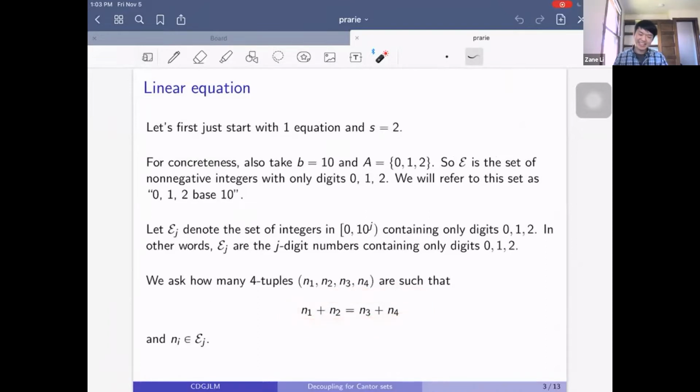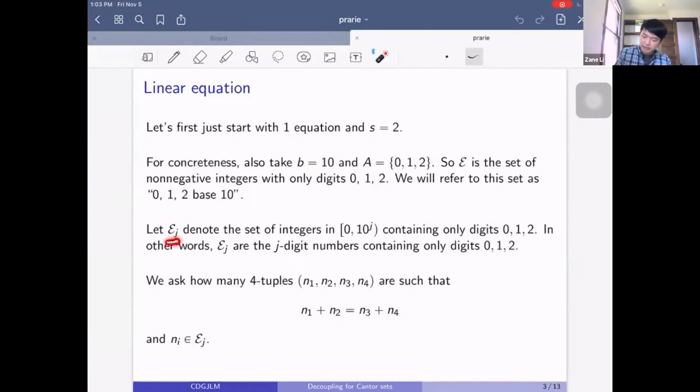Now let's be even more concrete and pick our base and our strict subset of digits. For concreteness, I'm going to take our base to be 10 and our subset to be 0, 1, 2. Our ellipse-suffix set is the set of non-negative integers with only digits 0, 1, and 2. I don't want to say this over and over, so we're going to refer to this set as 0, 1, 2 base 10.